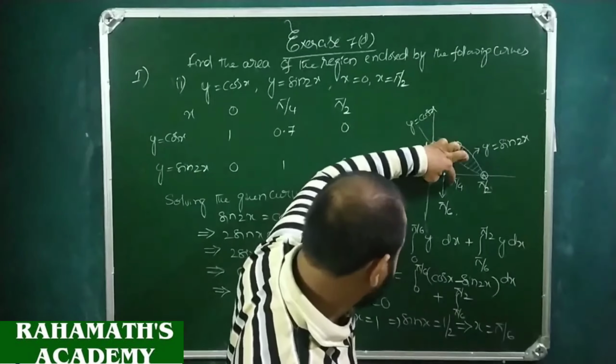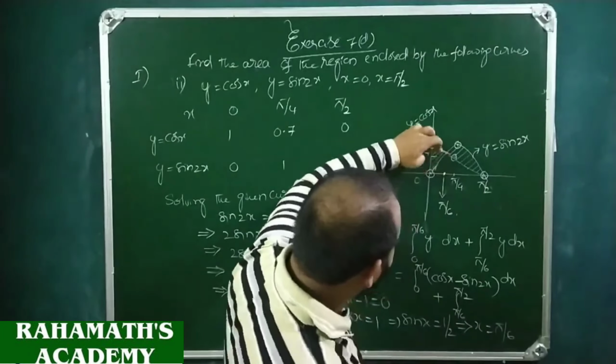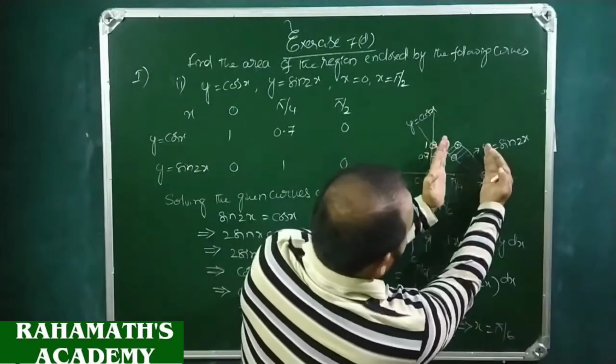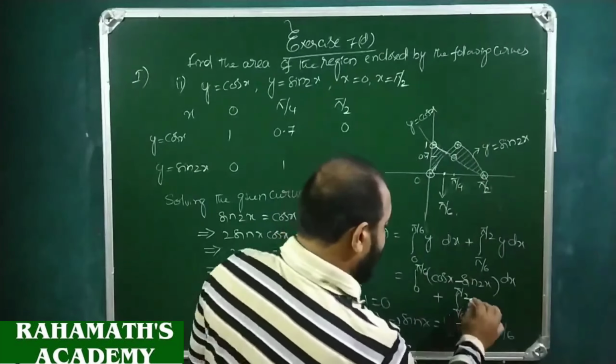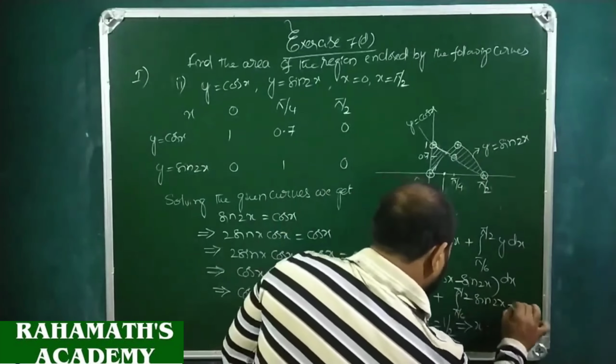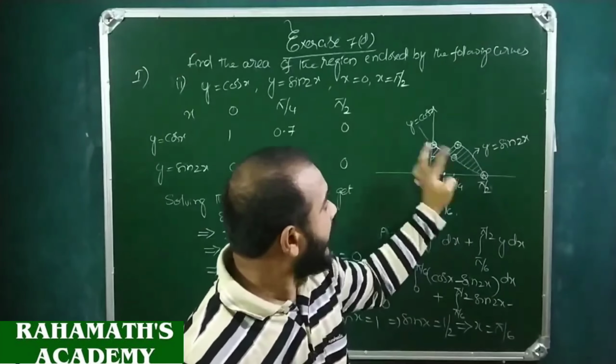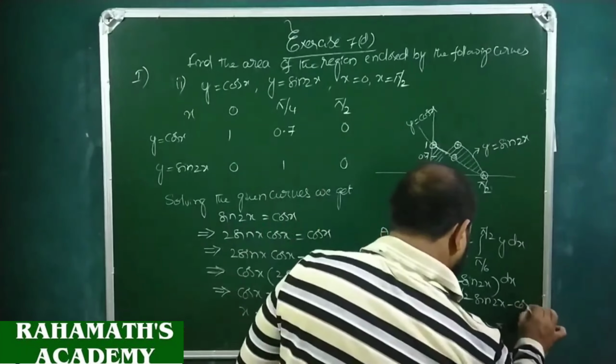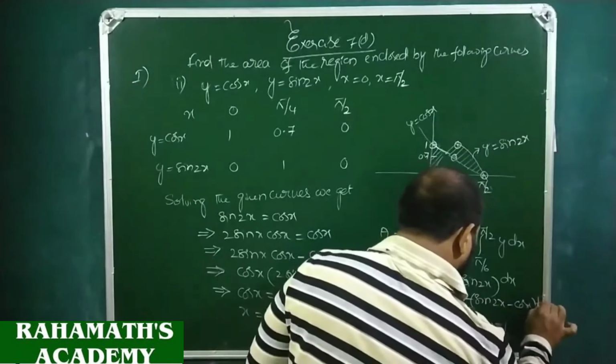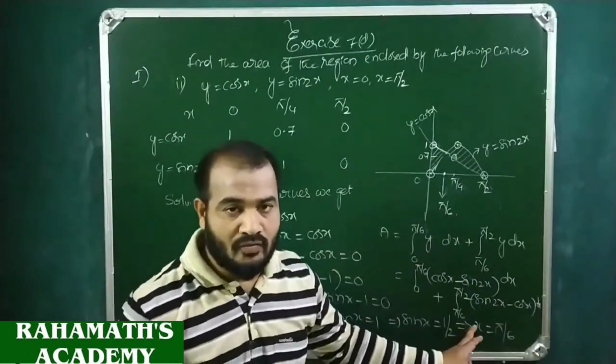Here from pi by 6 to pi by 2, the upper curve is sine 2x minus, this sine 2x is the upper curve and this is y equals cos x. So cos x dx. So we know how to deal with the problem from this onwards.